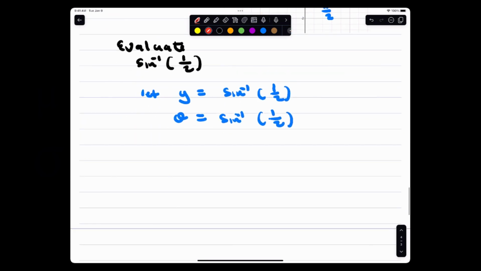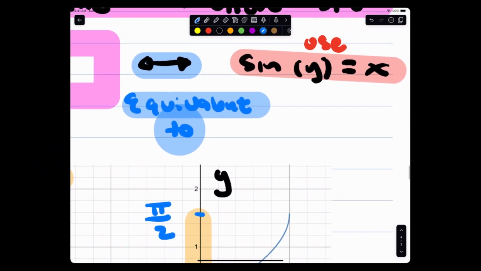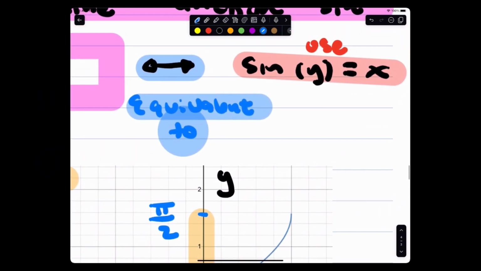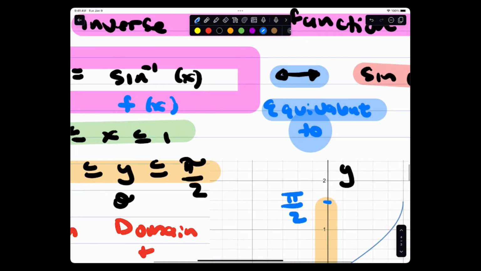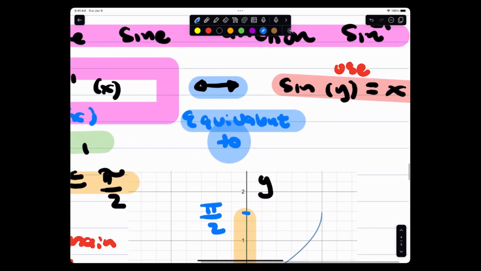Now that means sine theta equals what? 1/2, because in that definition, this is the x value, this is the y value. In the definition, this is still x and this is y now, because you're using sine y equals x. It's equivalent to the statement they gave you. They're equivalent to each other.